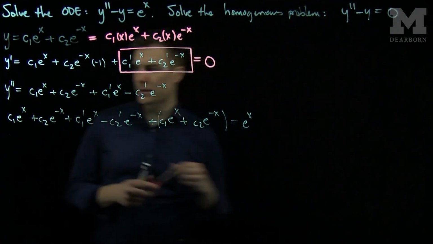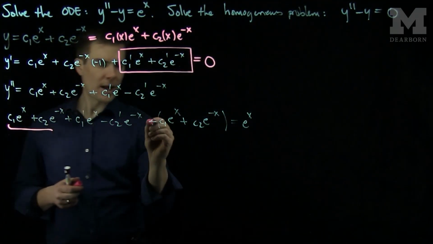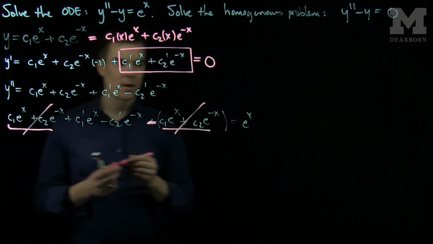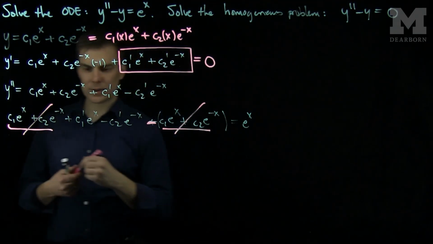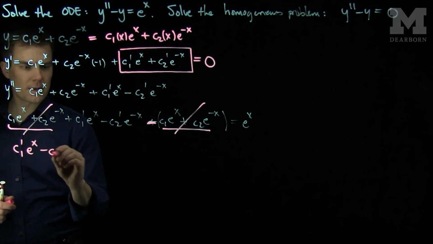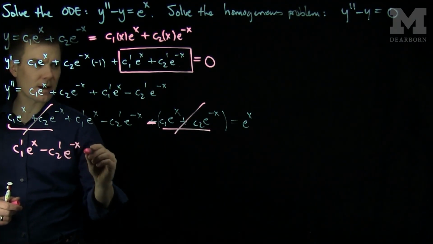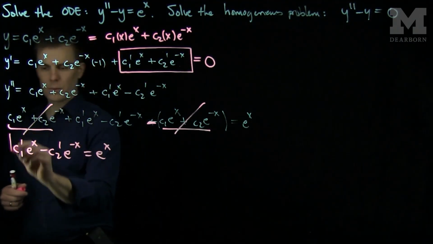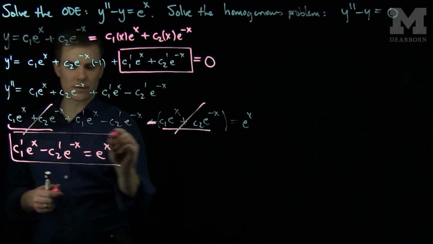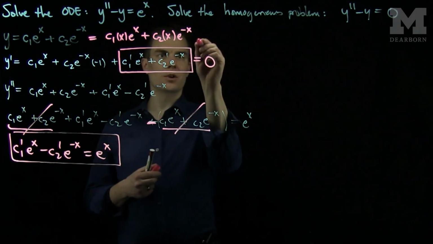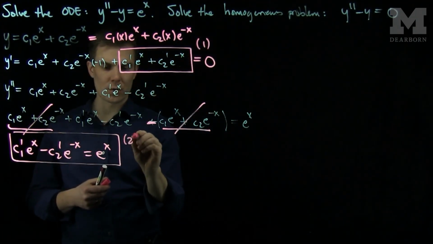Now we see that these terms over here and these terms over here will exactly cancel. And now we have our second equation. Our second equation becomes c1 prime e to the x minus c2 prime e to the negative x equals e to the x. Now we take our two boxed equations, which are two equations for c1 prime and c2 prime, and solve. So we'll call this equation 1 over here, and we'll call this equation 2 over here.